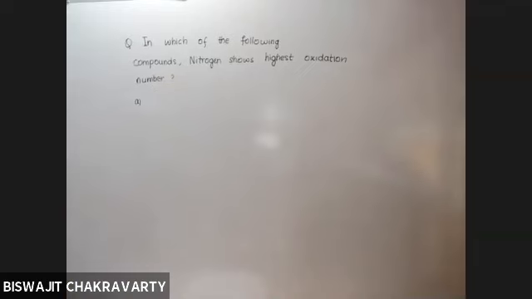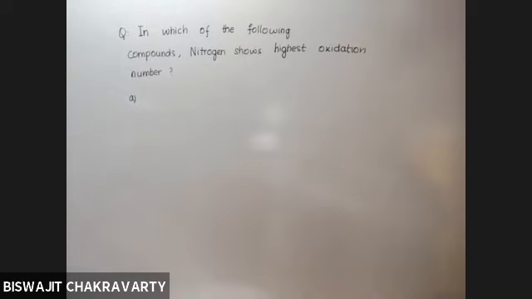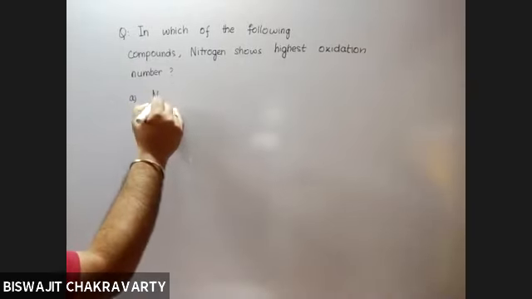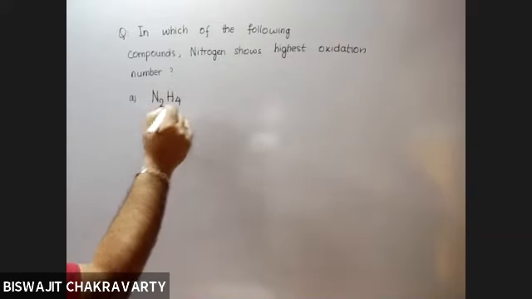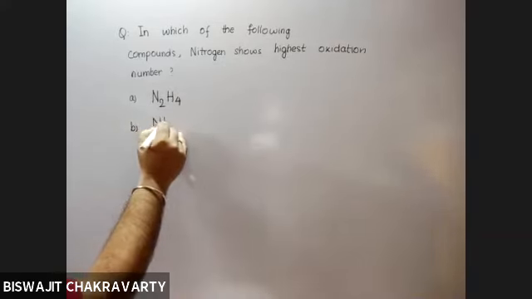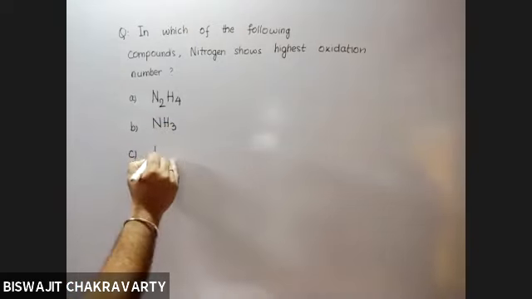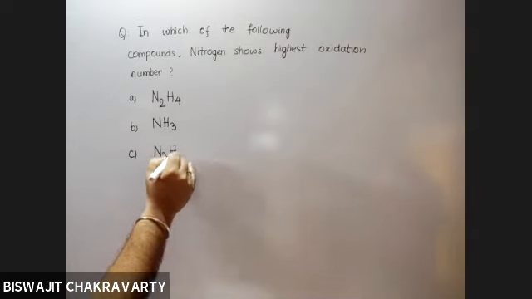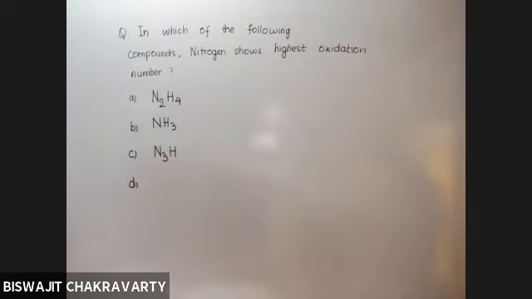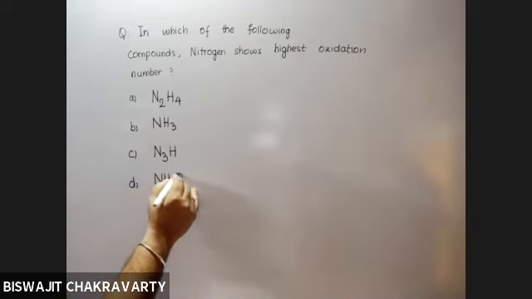Is it visible to all of you? Yes, sir. Number A, N2H4. Number B, NH3. Number C, N3H. Number D, NH2OH.